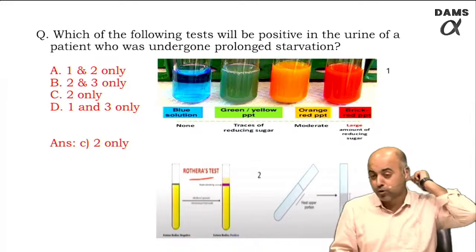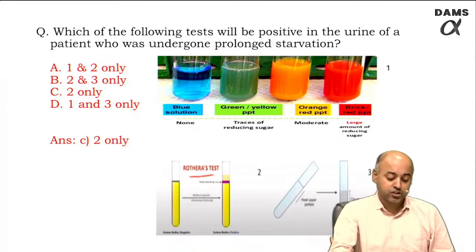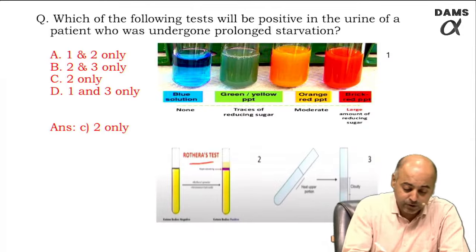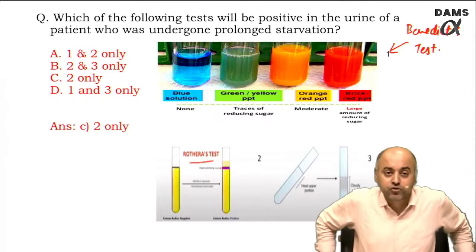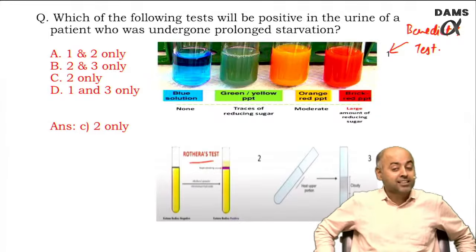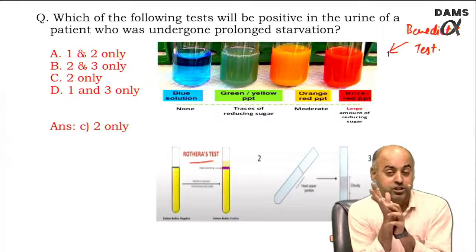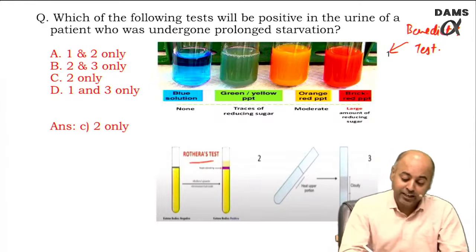Now, one very important image: there are three images in this particular question, and any of the three can land up in your exam. Most frequently we expect the Benedict test. Benedict test is positive for reducing sugars, all the monosaccharides, and some of the disaccharides. Benedict test also gives a false positive result with uric acid and vitamin C.